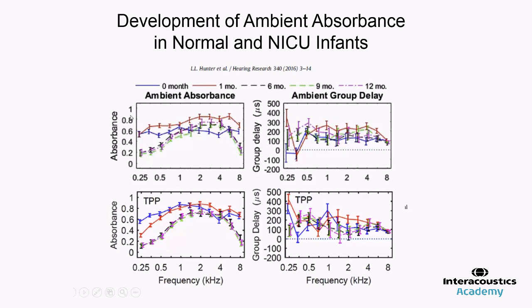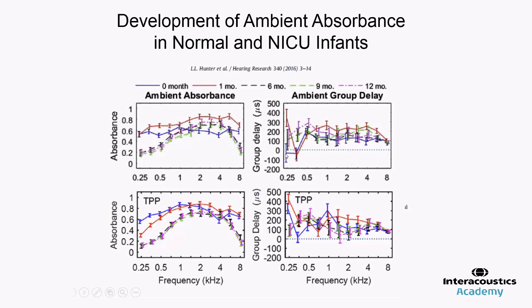Absorbance on the left side from 0 to 1.0. And what you can see is that at birth, which is 0 months, we have a pretty flat absorbance curve. That's in blue all the way across. And then we also looked at the phase, which is known as group delay. And so ambient means that this is without any pressurization in the ear. So at ambient pressure, we have a fairly flat absorbance curve. And the group delay shows that we have less of a group delay in the lower frequencies at birth, and then it flattens out at higher frequencies.